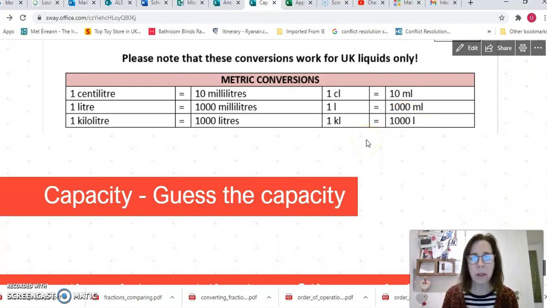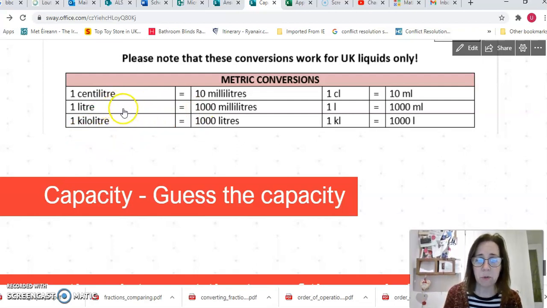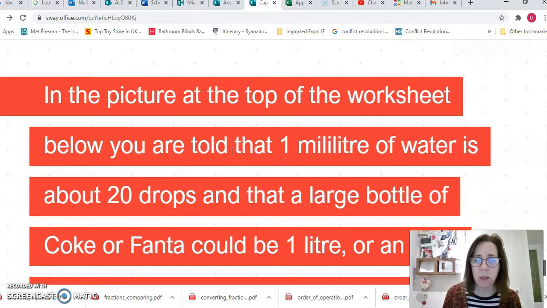Okay. This one, hopefully you will be a little bit familiar with because we've been talking about it a little bit. This is centiliters, milliliters, litres. Don't worry about kiloliters. We don't really come across those too much. But if you buy a litre of milk, that's the same thing as 1,000 milliliters. Okay. And just to kind of show you what the difference in those looks like, if you like.